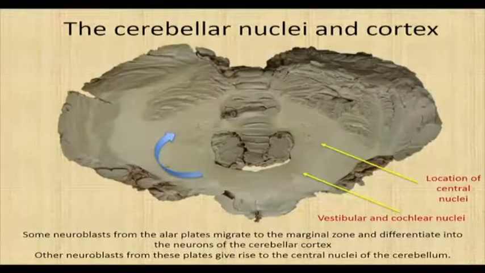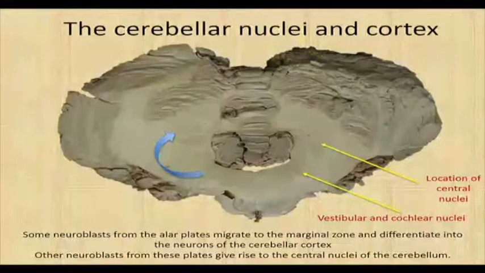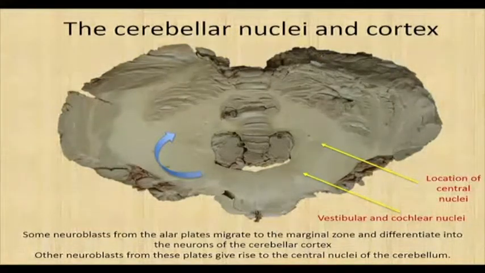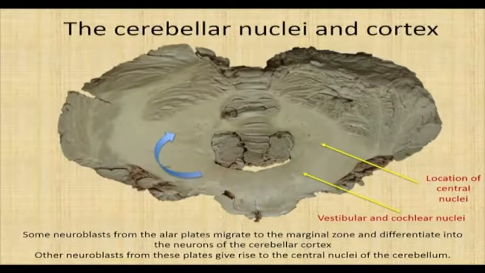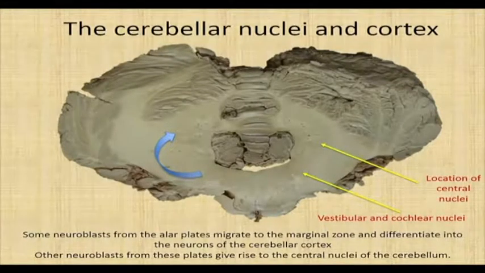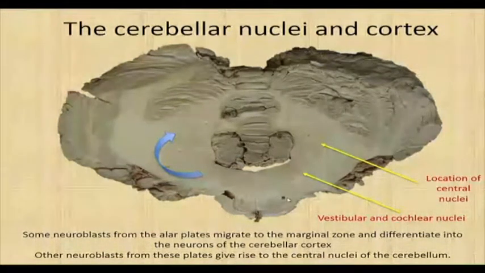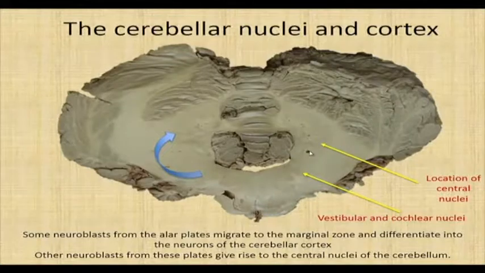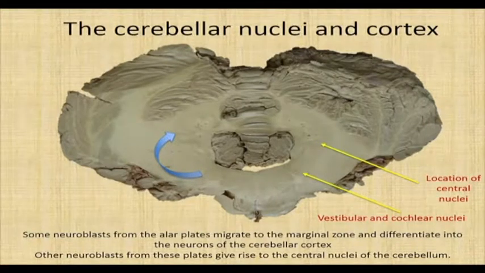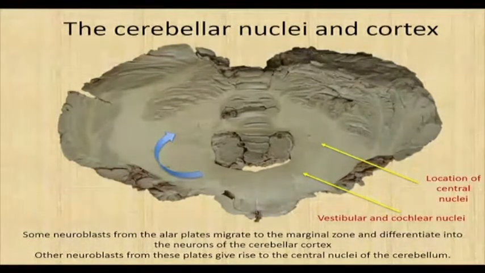You also end up with neurons that migrate from the alar plate, and they grow with this cerebellar swelling. These neurons make up the neurons in the cerebellar cortex, and also the deep nuclei within the cerebellum, called the central nuclei. This is a cadaveric specimen, the junction between the medulla and pons. Here you can see the central nuclei of the cerebellum, and the gray matter on the outside of the cerebellum is the cortical neurons. So they came from the pons.